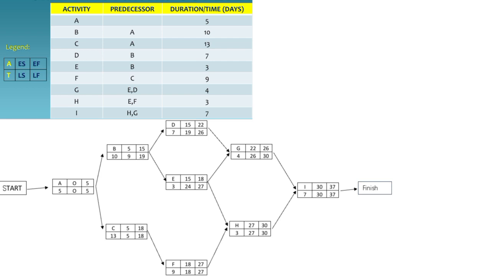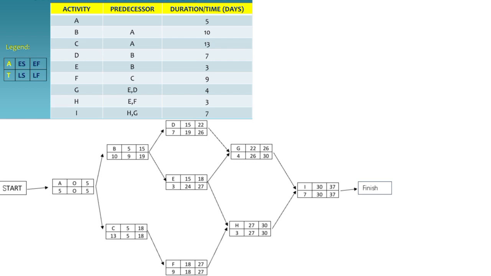Activity C, similar to activity B, the earliest activity C can start is when activity A finishes, so its early start is also 5. The early finish for activity C is calculated by adding its duration to its early start, giving us EF equals ES plus duration, equivalent of 5 plus 13 equals 18.